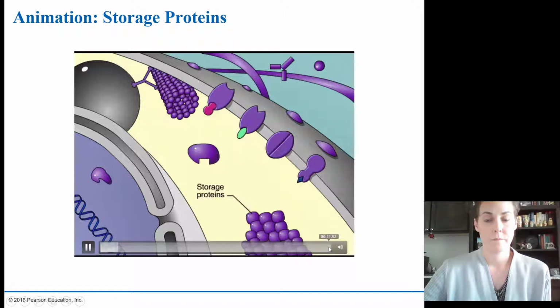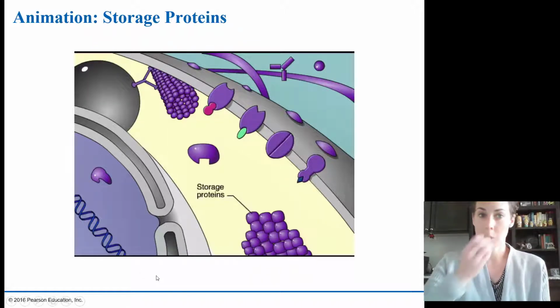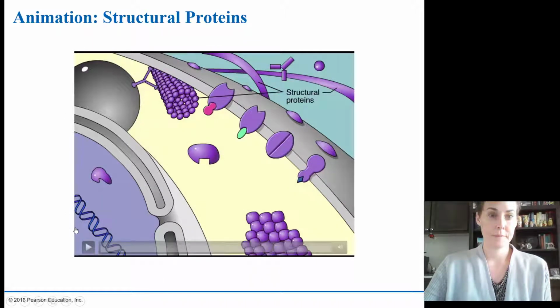Storage proteins stockpile building components that cells can use to make other proteins. Storage proteins in seeds provide raw materials used by the developing plant, unless an animal eats them first. Ovalbumin, the main substance in egg white, serves as a storage protein for developing chick embryos. Storage proteins stockpile.